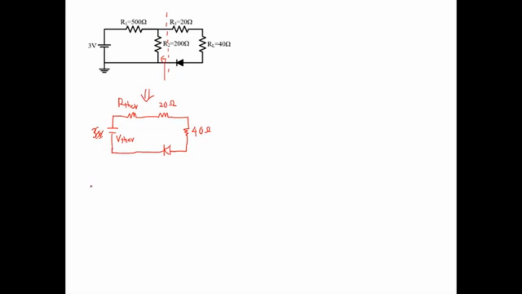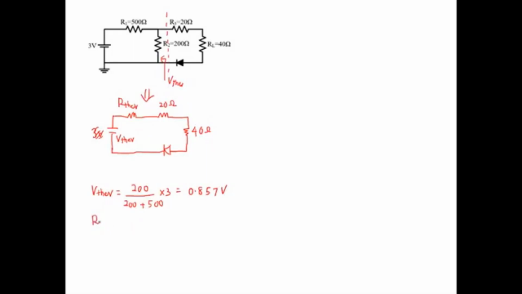So how do we calculate the VThevenin? From this circuit, the VThevenin is actually the voltage across R2. So you can use the voltage divider. Voltage drop across the 200, and the total resistance is 200 plus 500, times 3. This one you should get 0.857 volt. So this is V Thevenin.